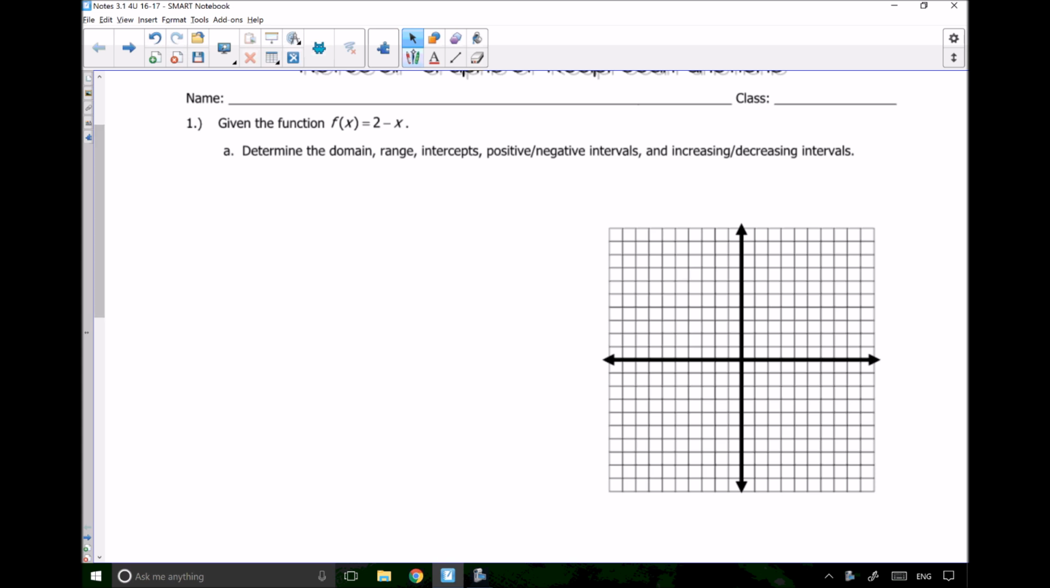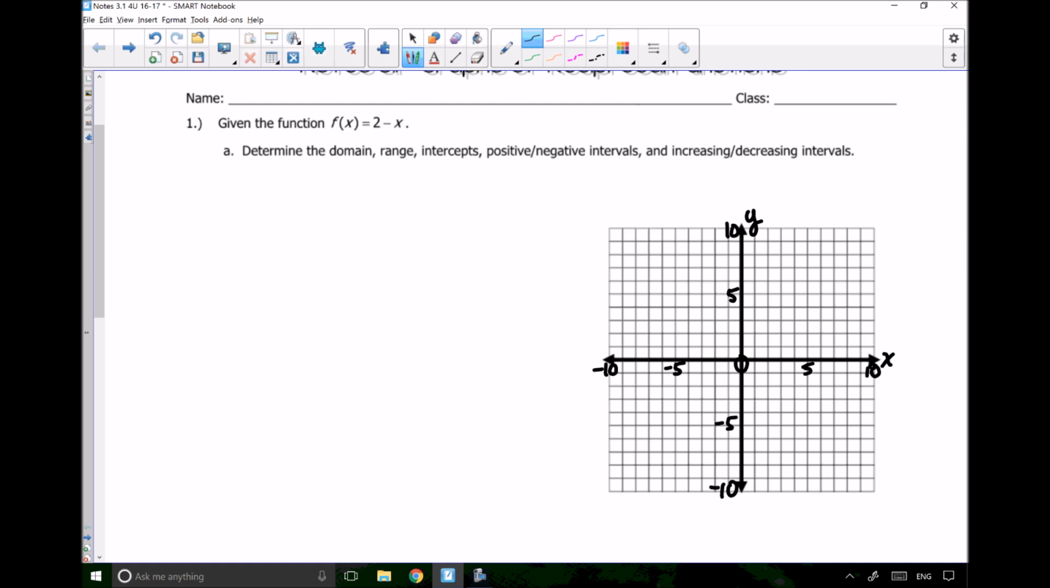So the first thing I'm going to do is go ahead and graph out my function. So this is my x-axis, my y-axis. I'm going to go by ones. So make sure that you have some type of a scale on your axis, that's critical. And then when you're all set to do all of that, we can go ahead and graph out our function.